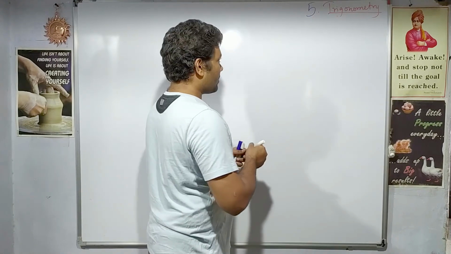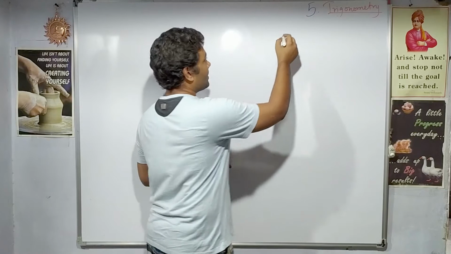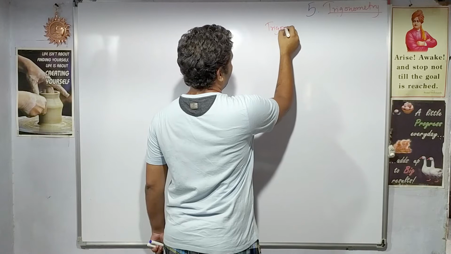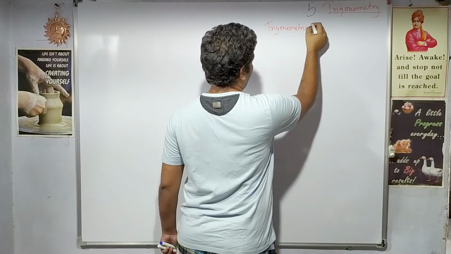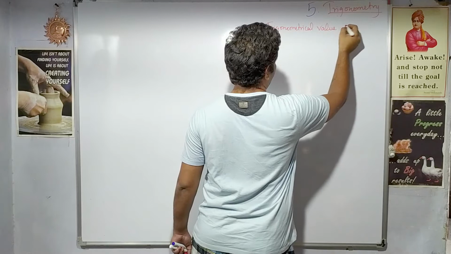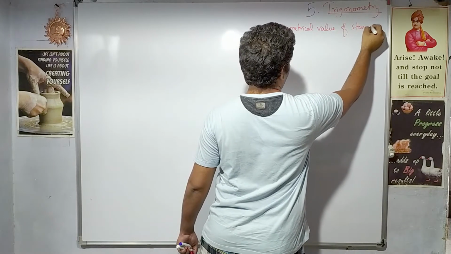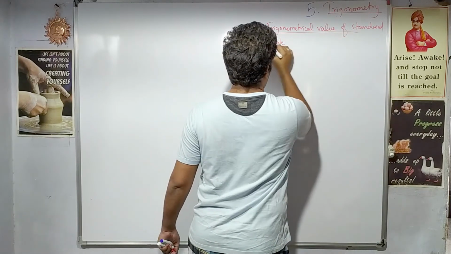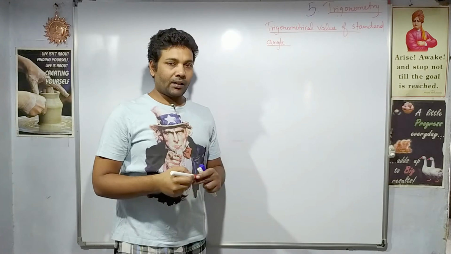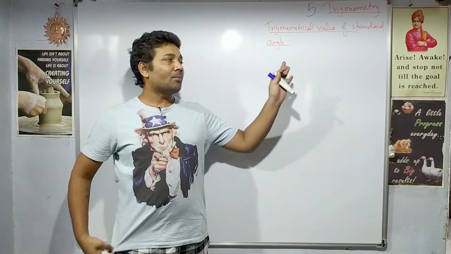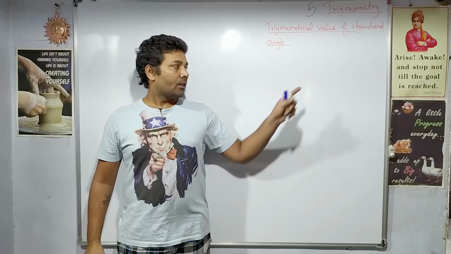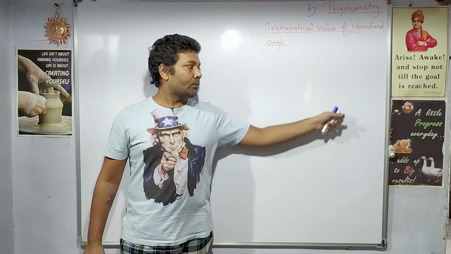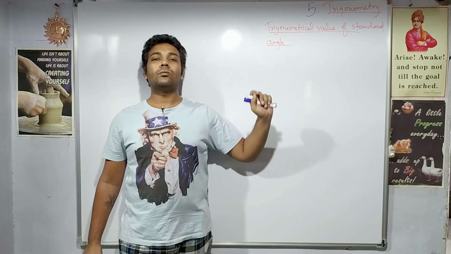So the first interesting thing which we are going to see is the trigonometrical value of standard angles, right? We have some standard angles. Angles can be any value. Angle means any value from 0 to 360. If you take a complete circle, a protractor, 0 to 180, 180 to 360. So any value from 0 to 360.